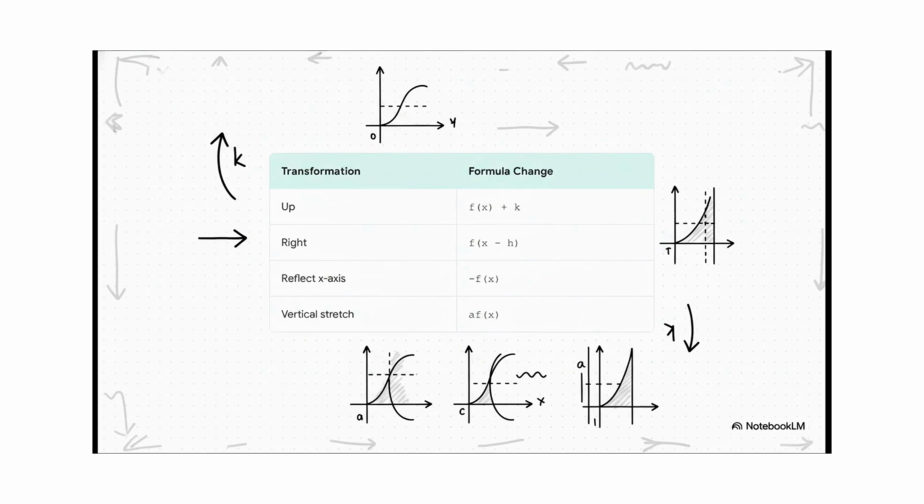So here it all is, all in one place. This is your transformation cheat sheet. You can see adding outside moves it up, subtracting inside moves it right, and a negative outside flips it. And see that last one, vertical stretch? That's what happens if you multiply the whole function by a number. It just makes the graph taller and skinnier. This table is your new best friend.